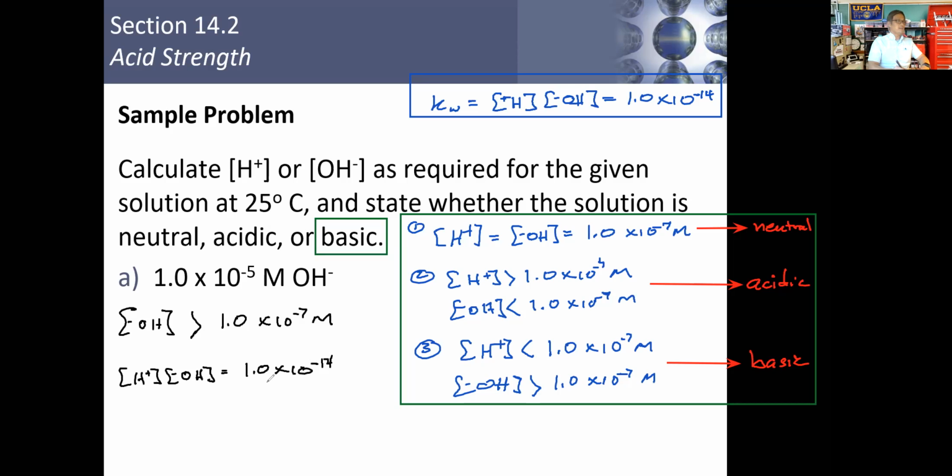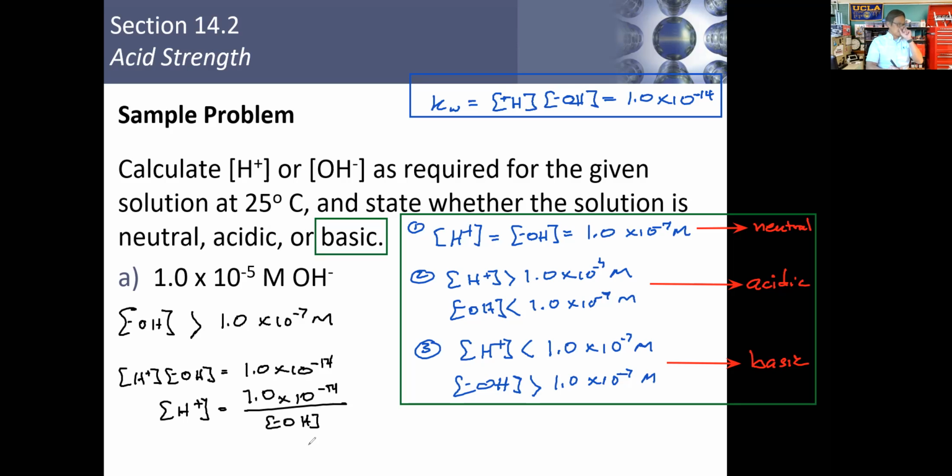Okay, so we know that. We also know the hydroxide ion concentration, so solving for the hydrogen ion concentration is pretty straightforward. You just divide both sides by the hydroxide ion concentration, and we should get our answer.